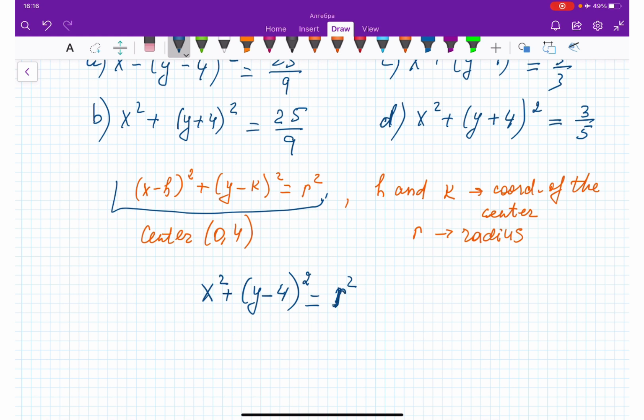All right. So what is the radius? The radius of the circle is the distance from the center. Use your imagination, or let me make a real circle.